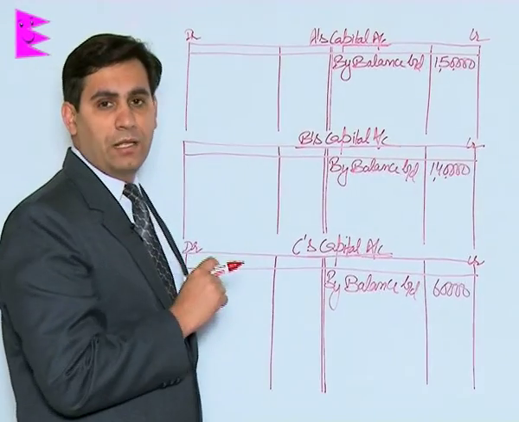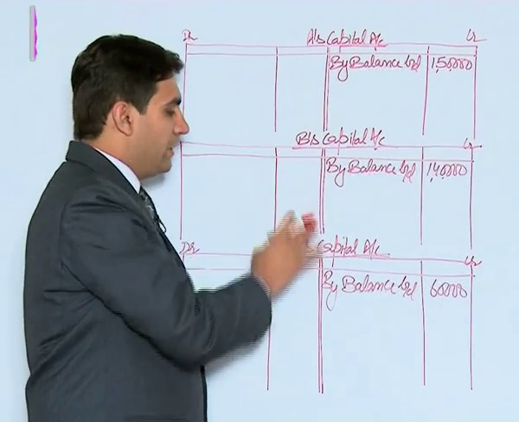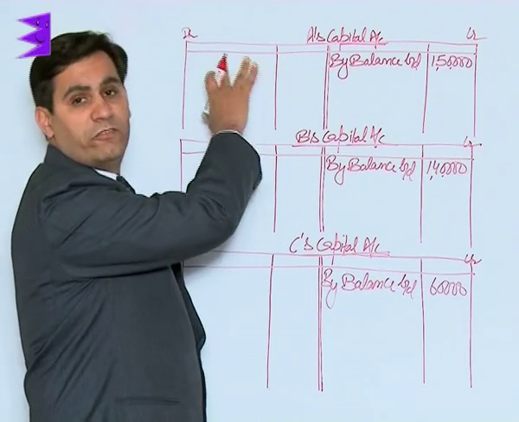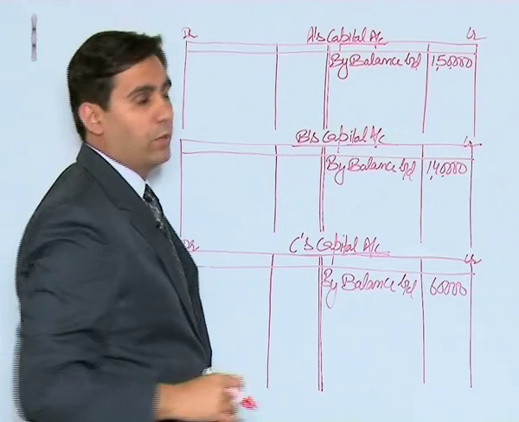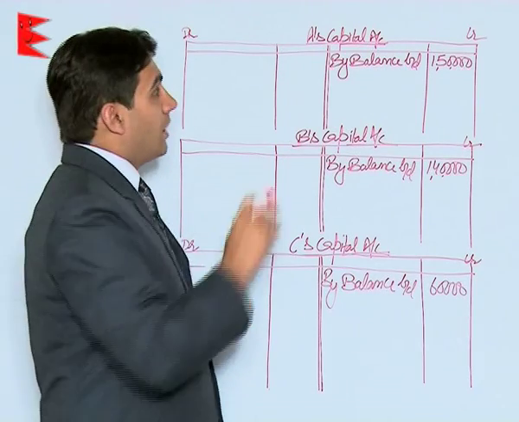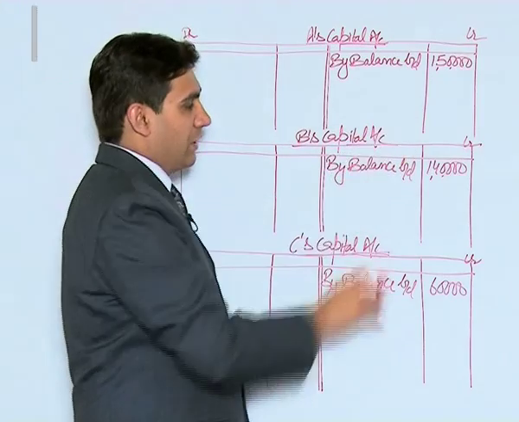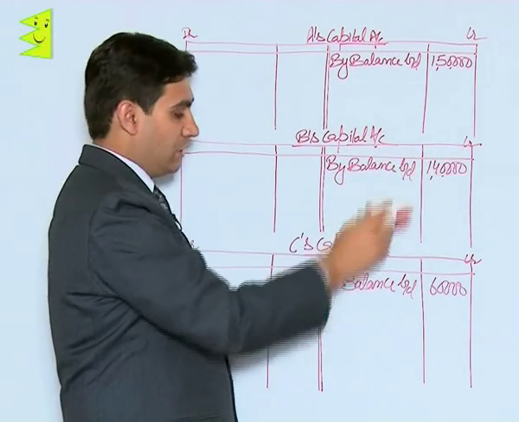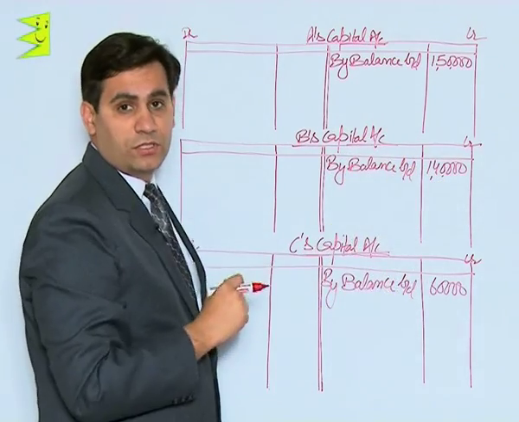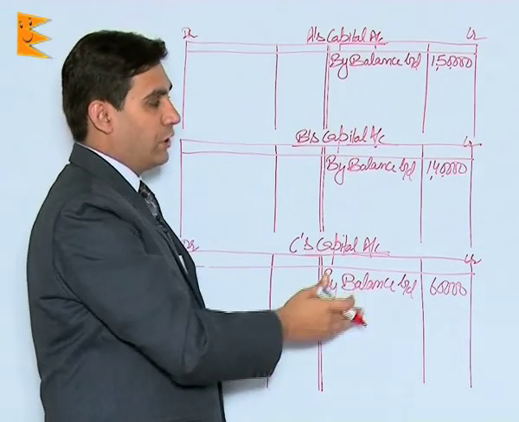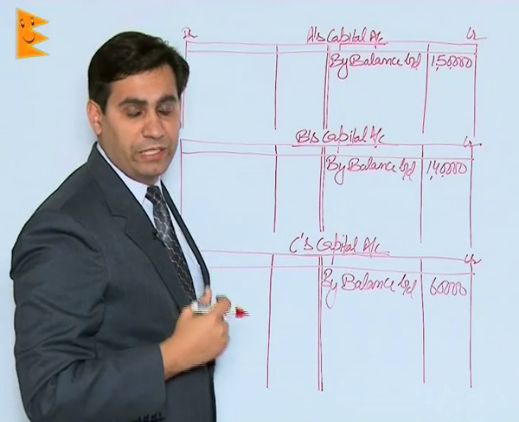Coming to partners' capital accounts: A's capital account, B's capital account, C's capital account, debit side, credit side. Remember to fill in the format: particulars, amount, particulars, and amount. Now students, A's capital as per the last balance sheet was 1,50,000. For B it was 1,40,000, and for C it was 60,000. So they are credit balances. They are mentioned as by balance brought down for A, B, and C respectively.